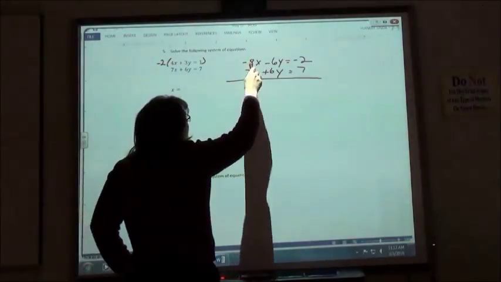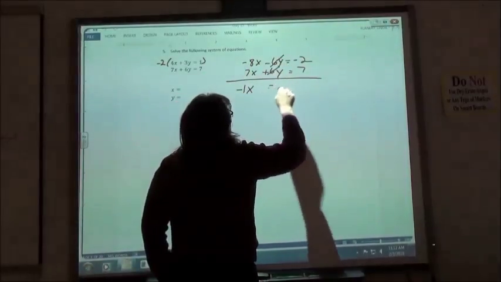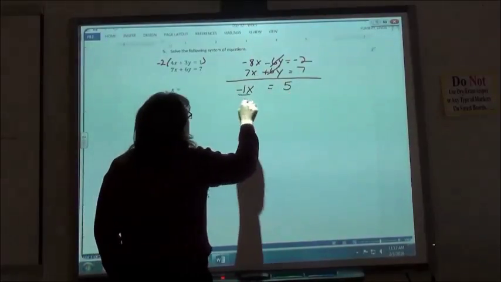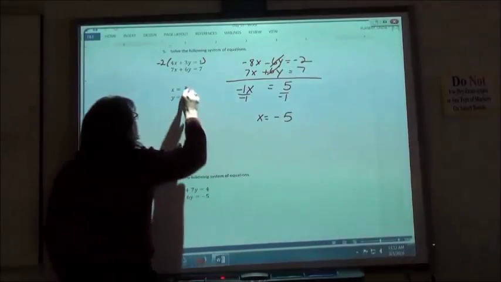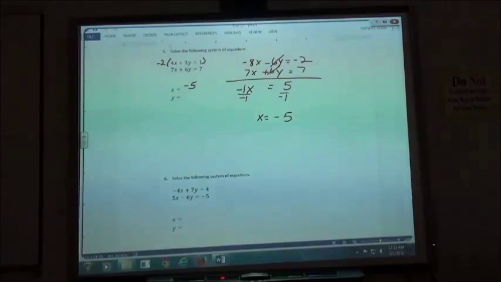So -8x plus 7x would be -1x. -2 plus 7 would be +5. If I divide by my -1, x is going to equal -5. I found my x value. I need to find my y value.